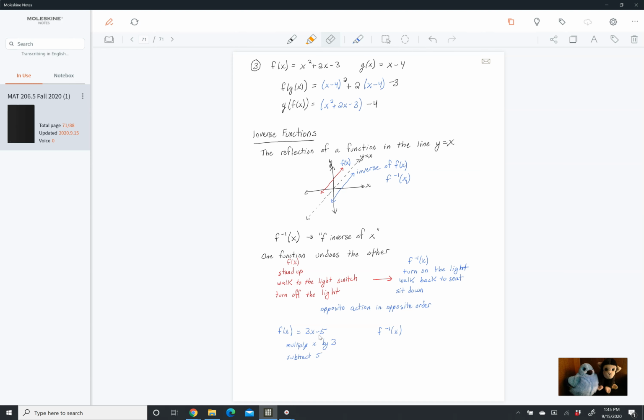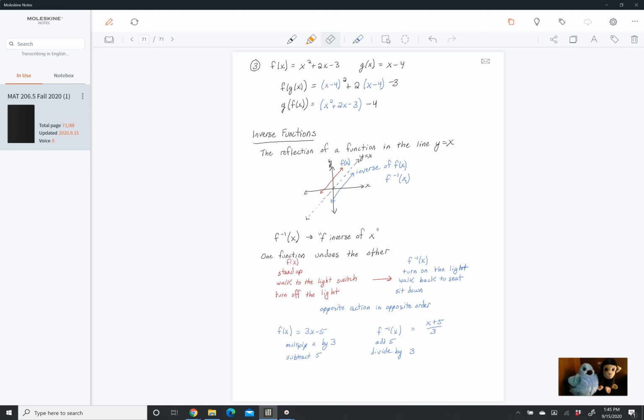So the inverse would be opposite operations in opposite order. So what we did last now becomes what we do first, and we do the opposite thing. So instead of subtracting 5, we add 5. Instead of multiplying by 3, we divide by 3. So what is this? x plus 5 divided by 3.